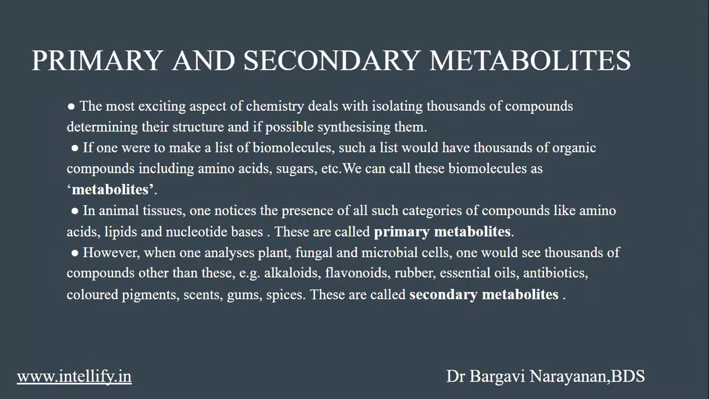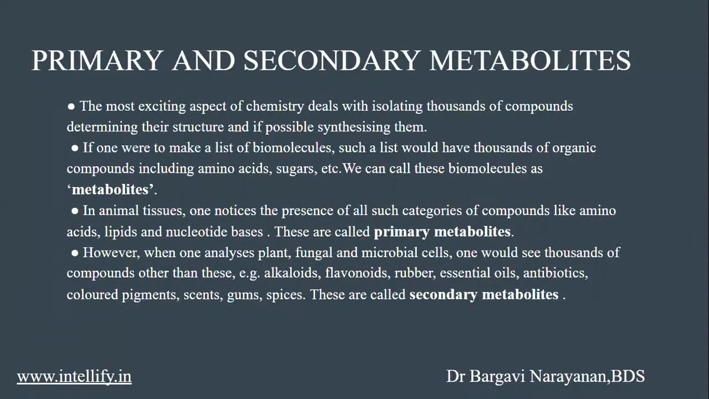chemistry is that we can isolate thousands of compounds and determine their structure. Now, if we make a list of all the biomolecules, we have thousands of organic compounds, out of which the main ones that we recently studied are amino acids, the fatty acids, as well as the nucleotide bases. So these are called metabolites. Now, these metabolites are usually found in all the living tissues, especially animal tissues have all of these metabolites. So these are called primary metabolites.